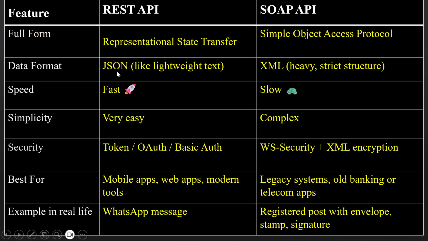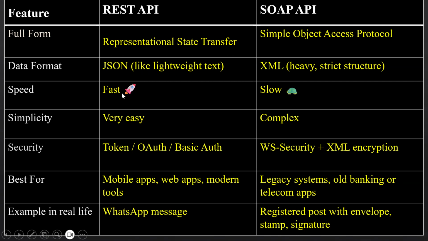Here one important point is that REST can use XML, but JSON is the preferred format. In REST APIs we can use XML, but we should prefer JSON.